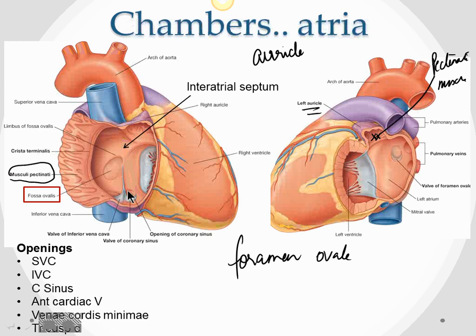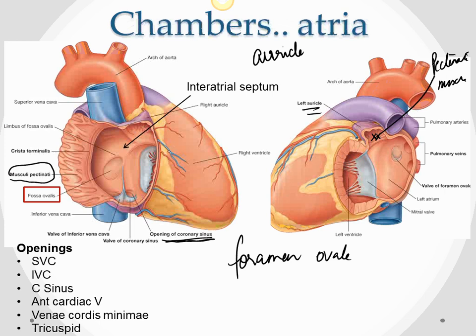Now let's look at some of the openings that we see in the right atrium. We already saw the superior and the inferior vena cava, which bring blood from the upper and lower parts of the body. Another opening you see is the opening of the veins which drain the heart itself. All these veins draining the heart open into a common vein which is known as the coronary sinus. So here you have the opening of the coronary sinus.